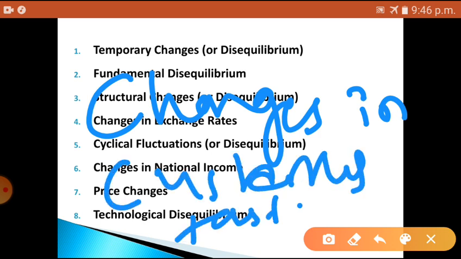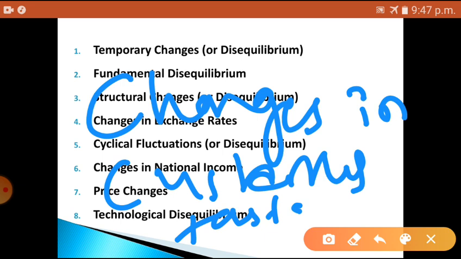It may be caused by changes in customer taste within the country or from abroad, through which it reduces the country's export and increases imports. Means if the customers are not liking our goods and services, it will automatically reduce the country's export. If the country's export reduces, automatically we should import more goods. That is the first factor which causes fundamental disequilibrium.